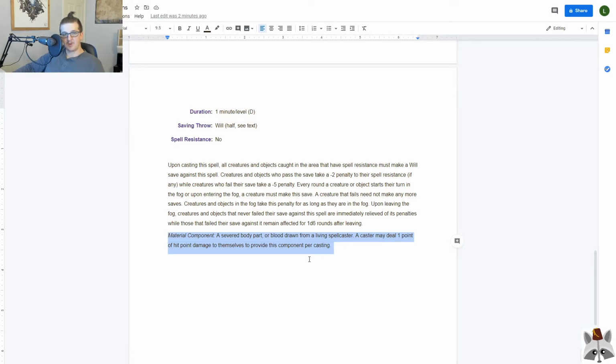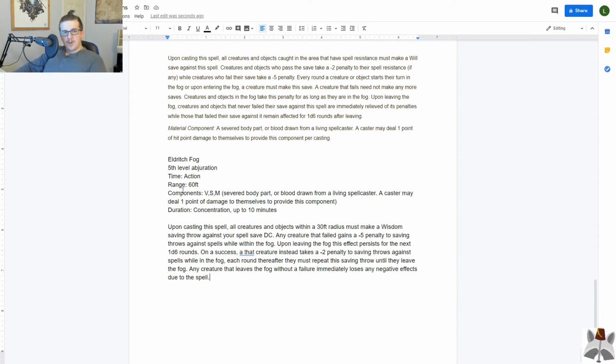A caster may deal 1 point of hit point damage to themselves to provide this component. That's pretty neat. So pretty much this is a spell to give a giant fuck you to any other spellcaster that you're fighting. So I think if we were to convert this to 5th edition, it should probably affect their spell save DC or their saving throws. So let's go ahead and take a crack at it, and I'll catch you when I'm done tinkering.